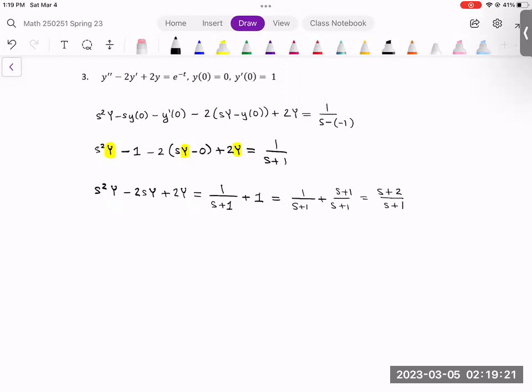Alrighty. Now we have Y's all on the left side. Let's factor them out. That's s squared minus 2s plus 2 times Y is equal to this s plus 2 over s plus 1. All right. Now I'm going to solve for Y by dividing. So I have s plus 2 over s plus 1 times this s squared minus 2s plus 2.